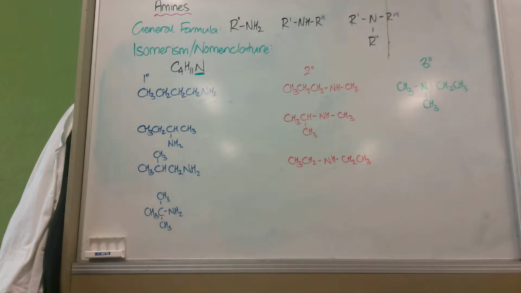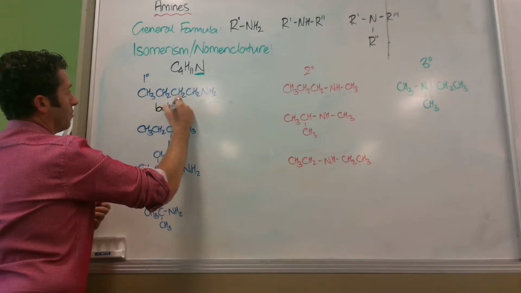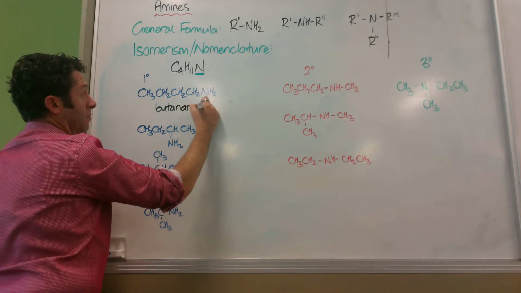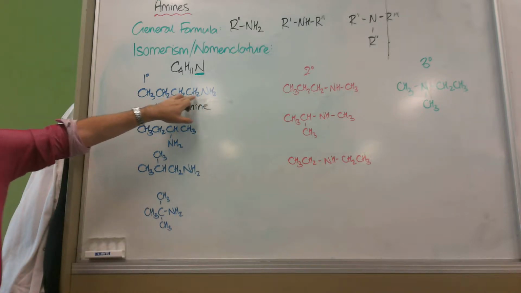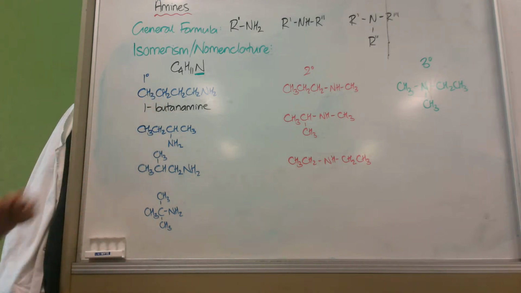Now in our rules for naming things, we tend to look at our longest carbon chain first. And again, this is the same. Our longest carbon chain here has got 4, so it's going to have but in its name. There's no double bonds, so it's going to have butane in its name. And it's an amine, so it's just butanamine. The amino group is on the number 1 carbon, so it's on a terminal carbon, so it's 1-butanamine.